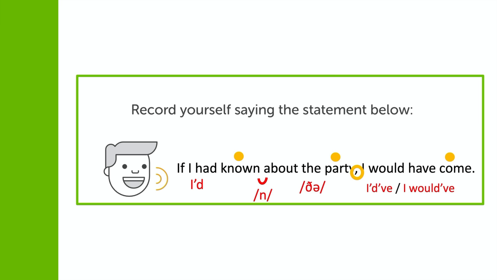In this sentence, there are some useful features. I had gets contracted to become I'd. Known is stressed, and the last sound in known is N that links to about: known about. The takes the weak form to become the. Party is stressed. The comma indicates a place you should take a break. I would have can be connected to become I'd have, or you can say it I would have. Both are acceptable. And the last word come is the main verb, so it does get the stress. One more time. If I'd known about the party, I would have come.